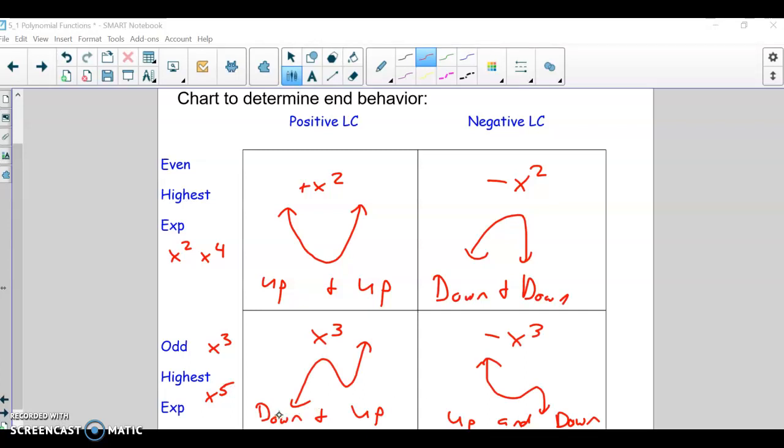Okay, and here's the odd ones real quick. If it's odd positive, down and up. If it's odd negative, it'll be up and down, and that's true for x cubed.